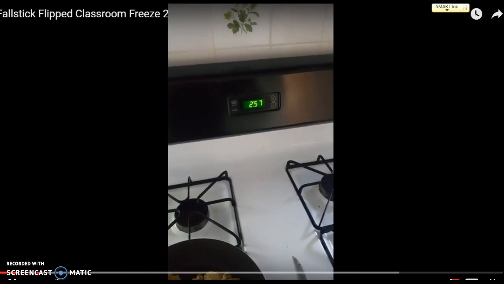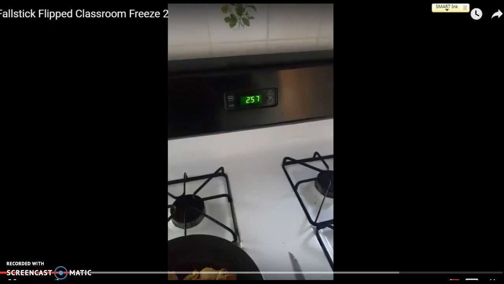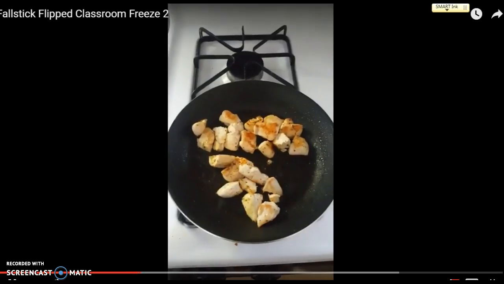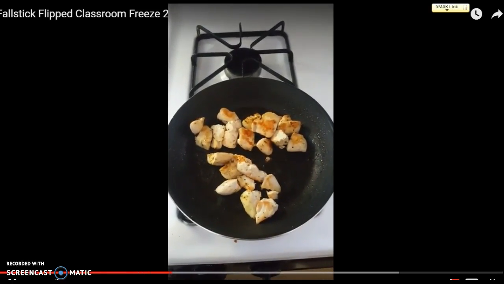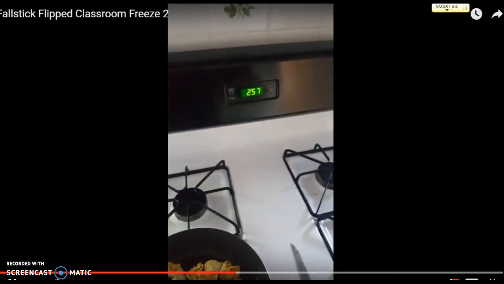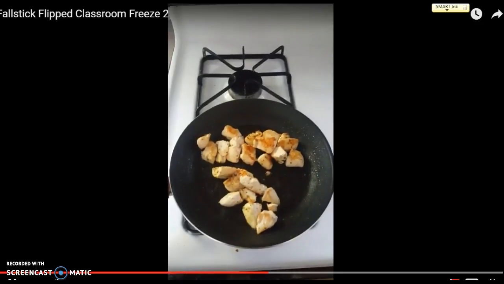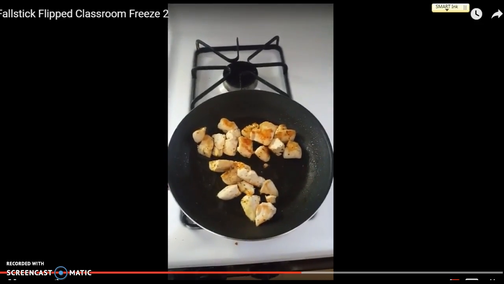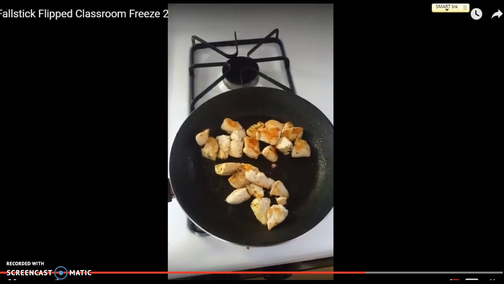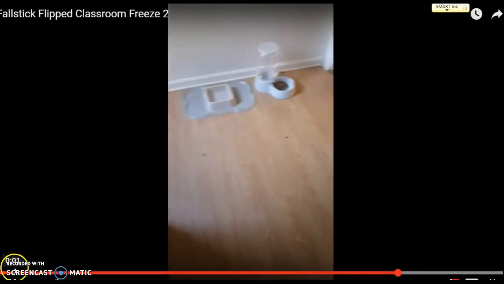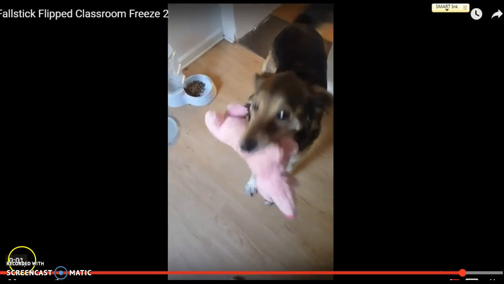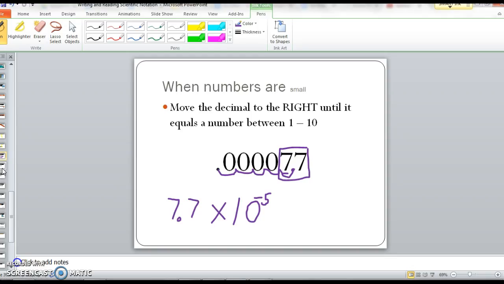Welcome back to the Fallstick Flipped Classroom Freeze. As you can see on my clock, it is now 2:57 p.m. and I've been cooking chicken for about 8 minutes. At what time did I start cooking my chicken, if it was about 8 minutes ago? Put your answer at the bottom of the graphic organizer now for extra credit and so that I know you watched my video. Lincoln. Lincoln. Oh, is your toy hungry too? Thought so. Don't you love math?